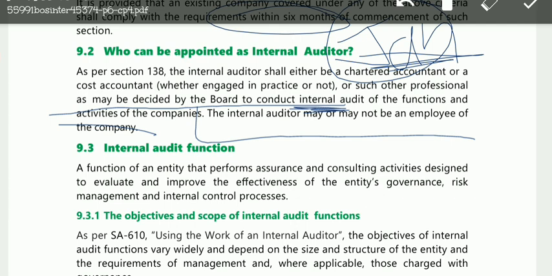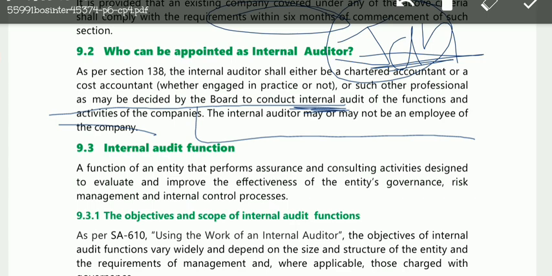So what are the eligibility criteria for an internal auditor? First point is a chartered accountant or cost accountant, whether in practice or not. Second point is any other professional appointed by the board, and third is any employee, may or may not be. Okay, so I hope I'm clear to you all.